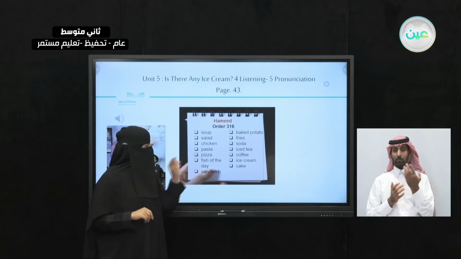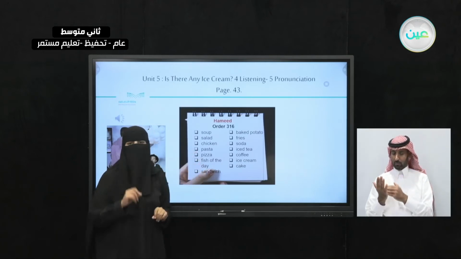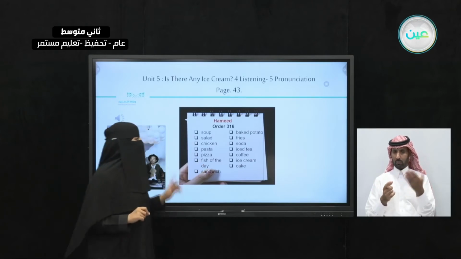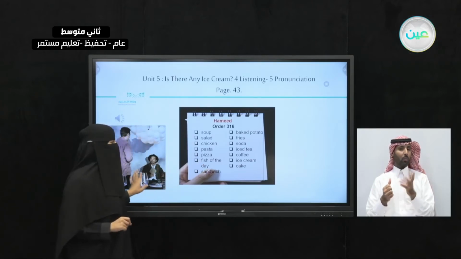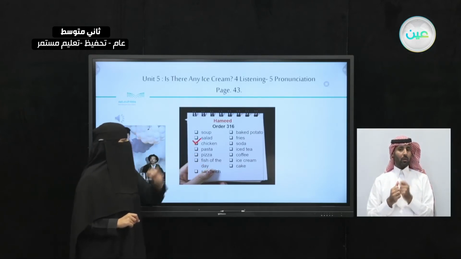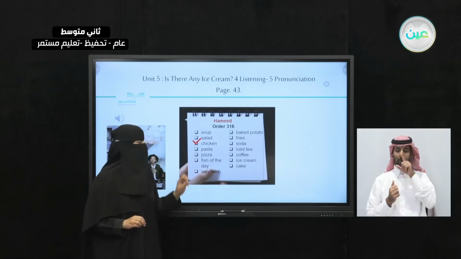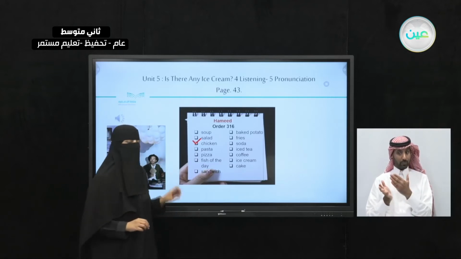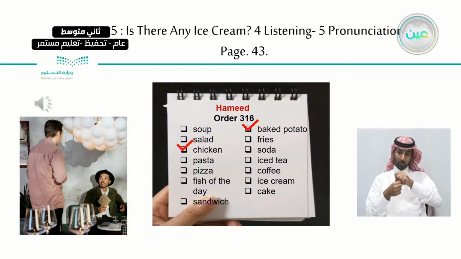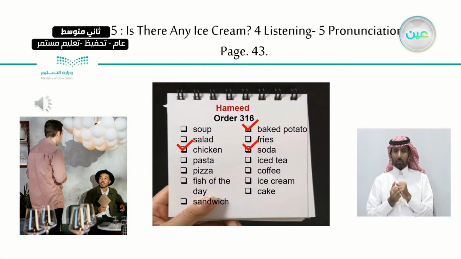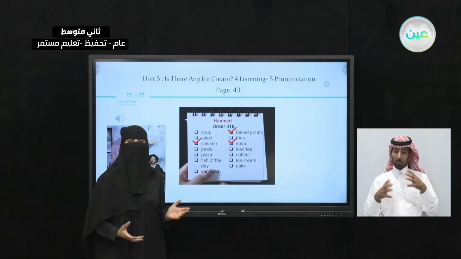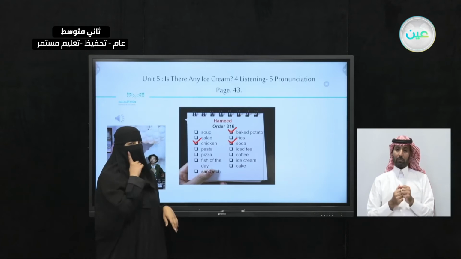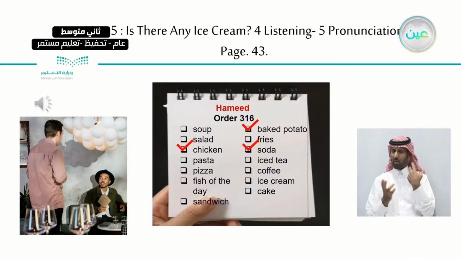Now, let's check this list, and we're going to check the things that Hamid ordered. What was the first thing he ordered? It was the chicken sandwich. Then what else did he order? He ordered baked potato with it. And he ordered two more things. What are these? Soda. He asked for a large soda. And the last thing, let me see. What was it? It was the ice cream.